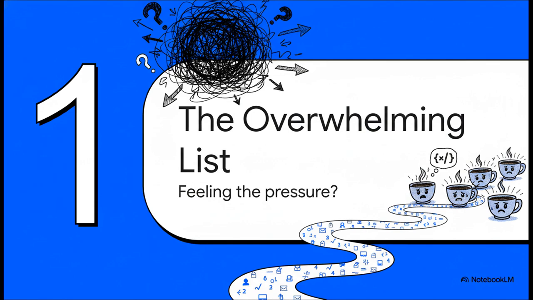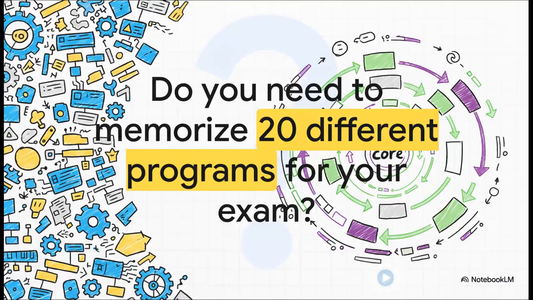We're talking about that feeling when you open your textbook and see just how many of these number programs you're supposed to somehow know by heart. I mean, that's the big question, isn't it? Do you really have to memorize 20, 30, or maybe even more completely different programs? The sheer number of them can feel totally impossible.